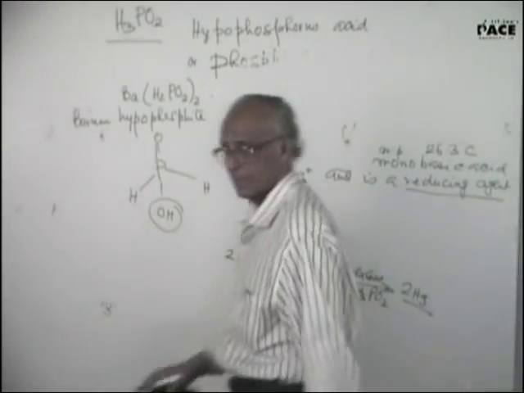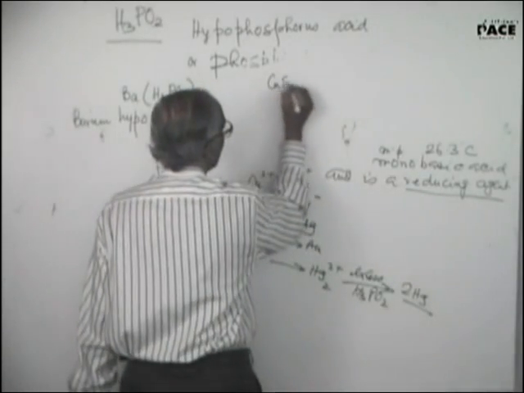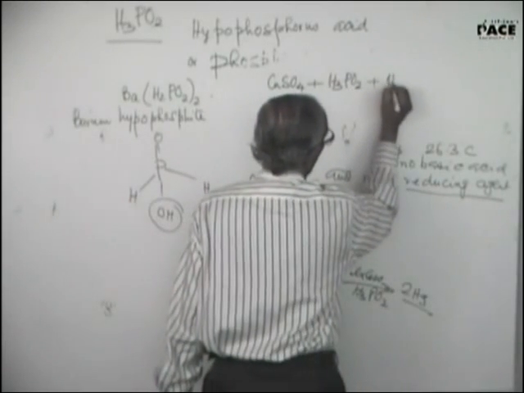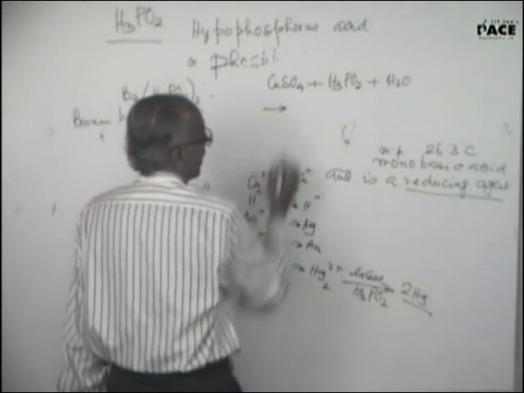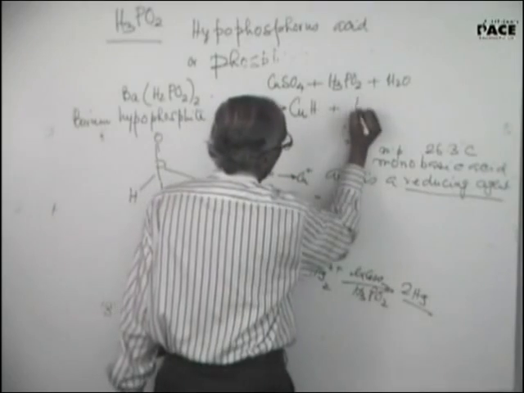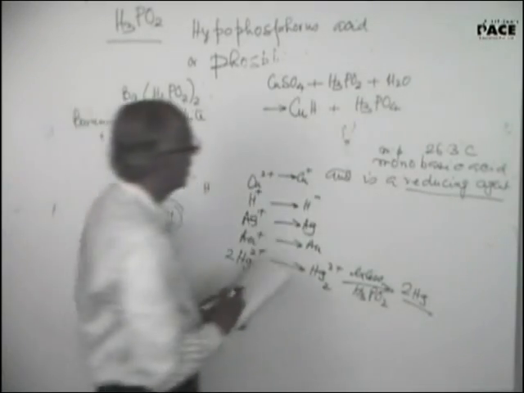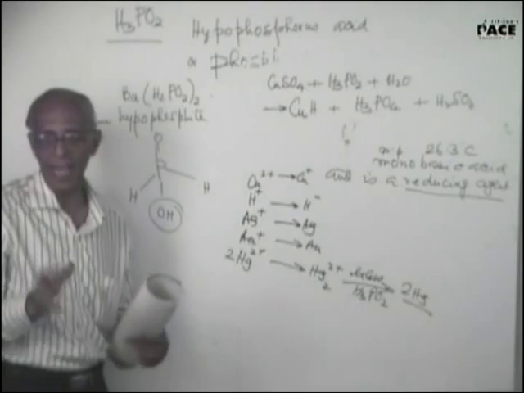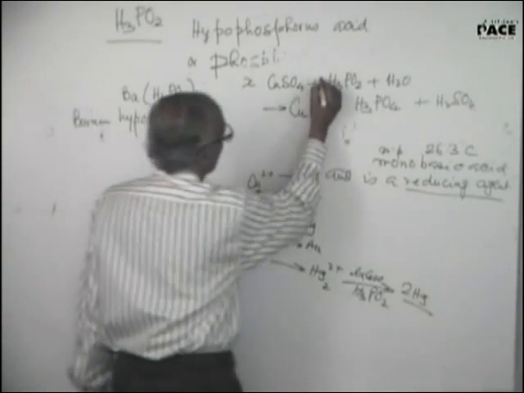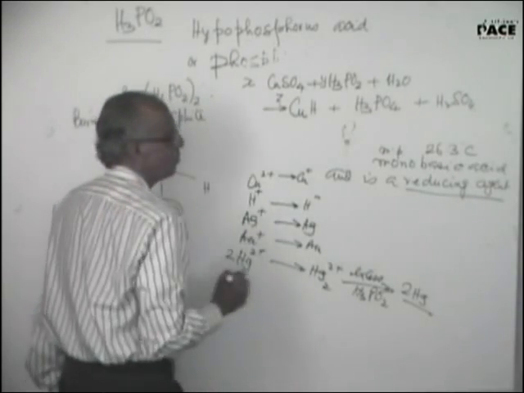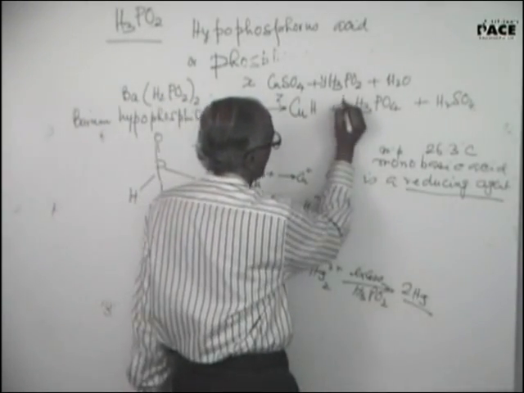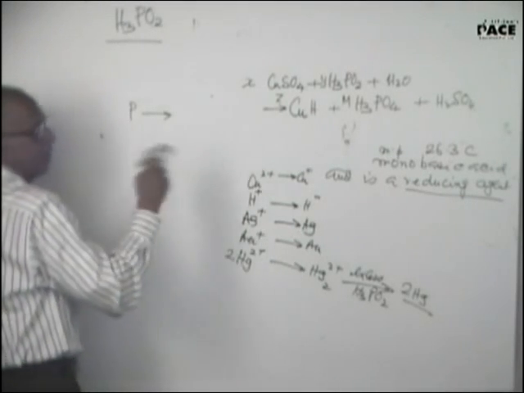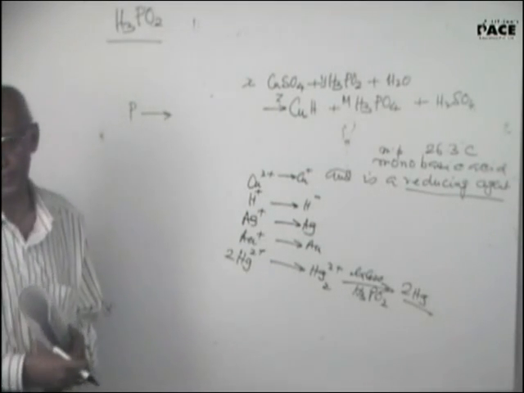Now you have to balance a reaction. Copper sulfate, H3PO2 plus water gives CuH, H3PO4 plus sulfuric acid. Now you give me the balanced reaction: X, Y, Z, and M. Look at the oxidation state change of phosphorus. That will tell you how many moles of hypophosphorus acid will be required.